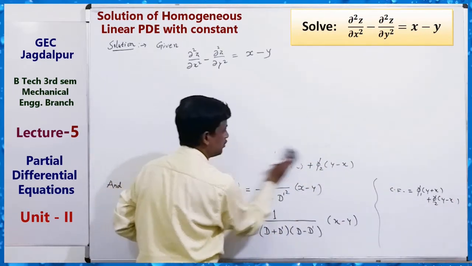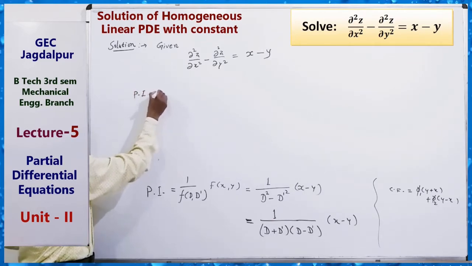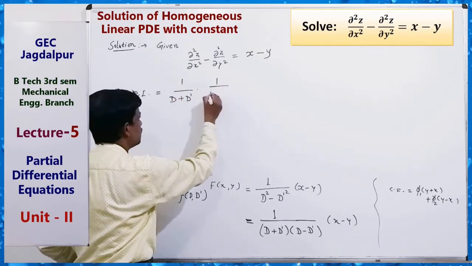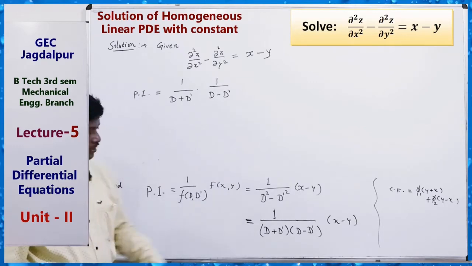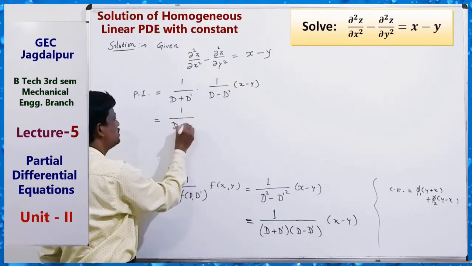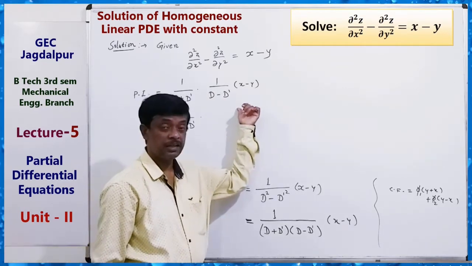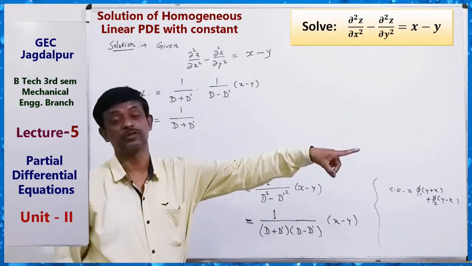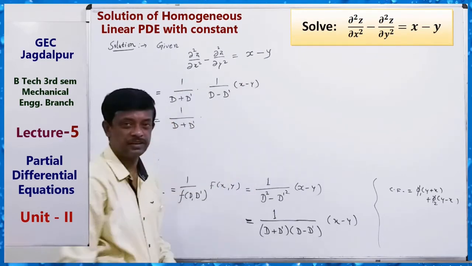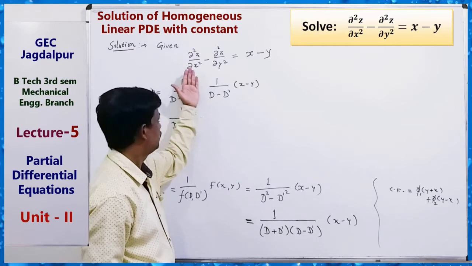Clear? Now, after this line, PI equals, we can write 1 upon (D + D') times 1 upon (D − D') for this factor in front of x minus y. Now 1 upon (D + D'), for this factor we can apply the general formula and also f(a, b) not equal to 0, because x plus y, so a is 1, b is minus 1, not 0. We can use any formula, the general formula, also f(a, b) not equal to 0, if we consider only this.